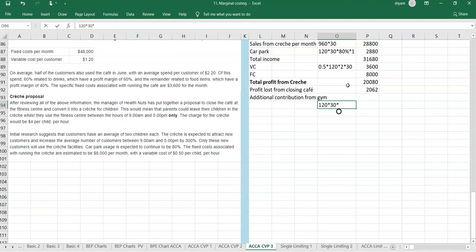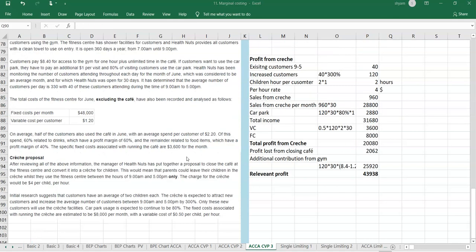So let's get that. 8.4 is the gym entry, and 1.2 would be the amount. So this is the increased contribution. So let's get the total. Because of operating the Creech, we will get this, and additionally when they come to gym, we will get this, and because of closing cafe, we lose this. So this should be the relevant profit.